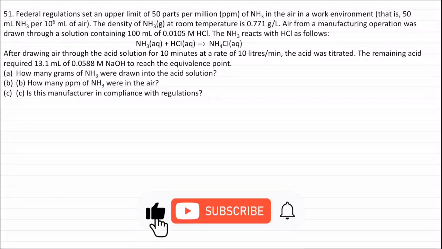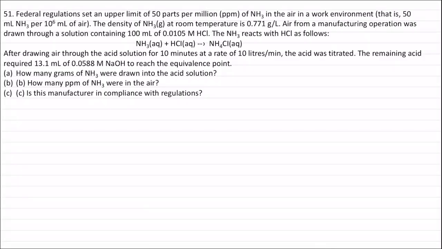Question 51. Federal regulations set up an upper limit of 50 parts per million of ammonia in the air in a work environment, that is 50 milliliter ammonia per 10 to the power 6 milliliter of air. The density of ammonia at room temperature is 0.771 gram per liter. Air from a manufacturing operation was drawn through a solution containing 100 milliliter of 0.0105 M HCl. The ammonia reacts with HCl as follows: ammonia plus HCl forming ammonium chloride.